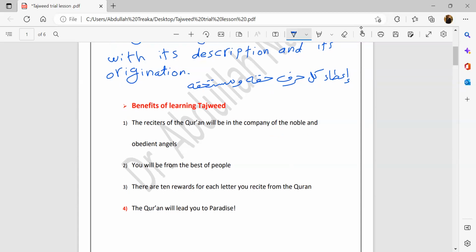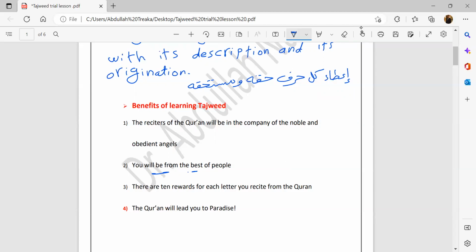The second benefit is that you will be from the best of the people. Uthman, may Allah be pleased with him, said that the Prophet, peace be upon him, said that the best of you are the ones who learn the Quran and teach it to others. خيركم من تعلم القرآن وعلمه. So when you recite the Quran or teach the Quran to others, you are from the best of the people.